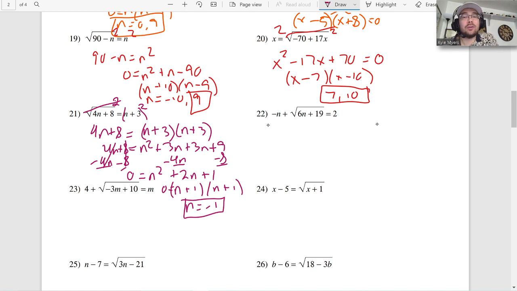We have to SAD-MEP, right? SAD-MEP is coming up again. We have to solve a little and get the square root by itself. Now we've got the square root by itself, and now it looks just like number 21, okay? So then we have 6n plus 19 equals n plus 2 squared.